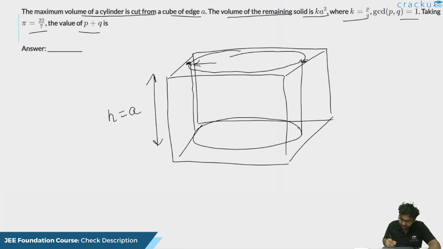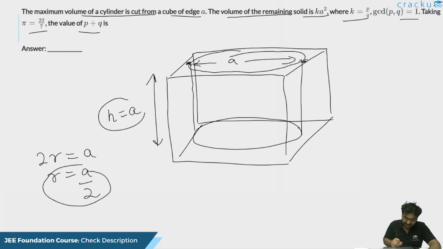Okay. And this would be what? This is complete a. So 2r is equal to a. So the radius will be equal to a by 2. So when the radius of the cylinder is equal to a by 2, and the height is equal to a, then only the volume of the cylinder will be maximum.